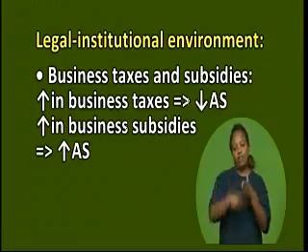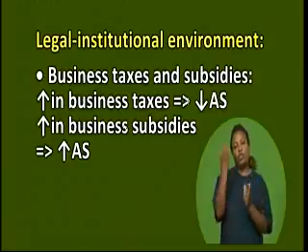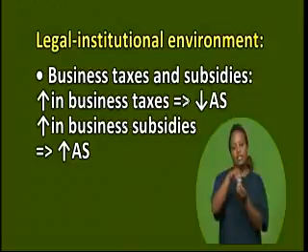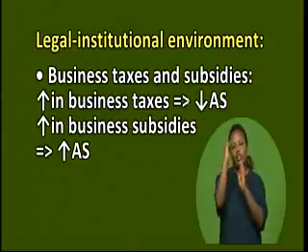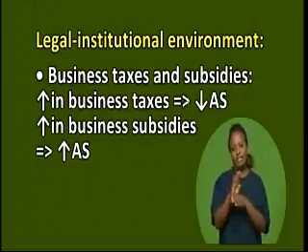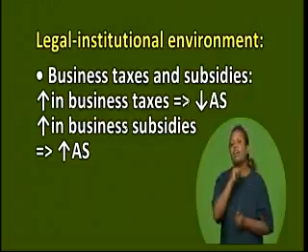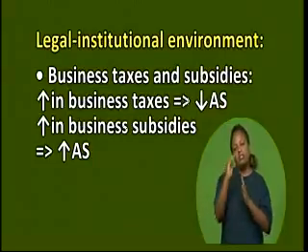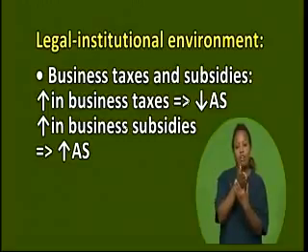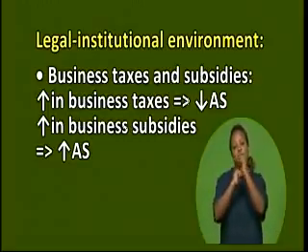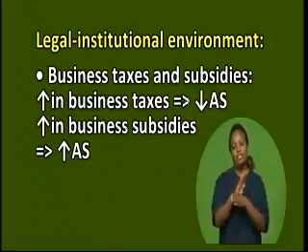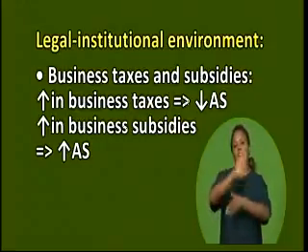Higher business taxes increase per unit costs. Other things being equal, an increase in per unit costs reduces per unit profit of businesses. This discourages them and results in a reduction in aggregate supply. On the other hand, a business subsidy reduces production costs and encourages businesses and thus increases aggregate supply.